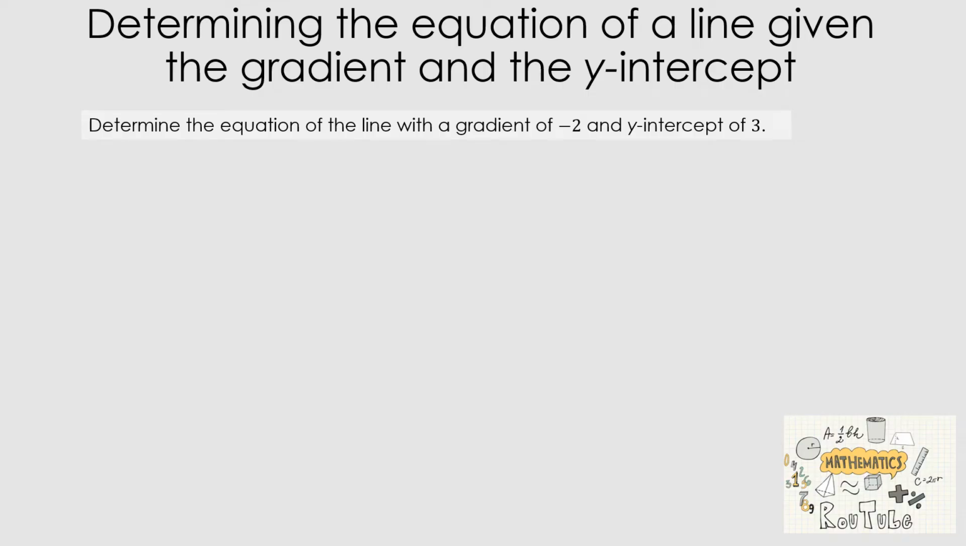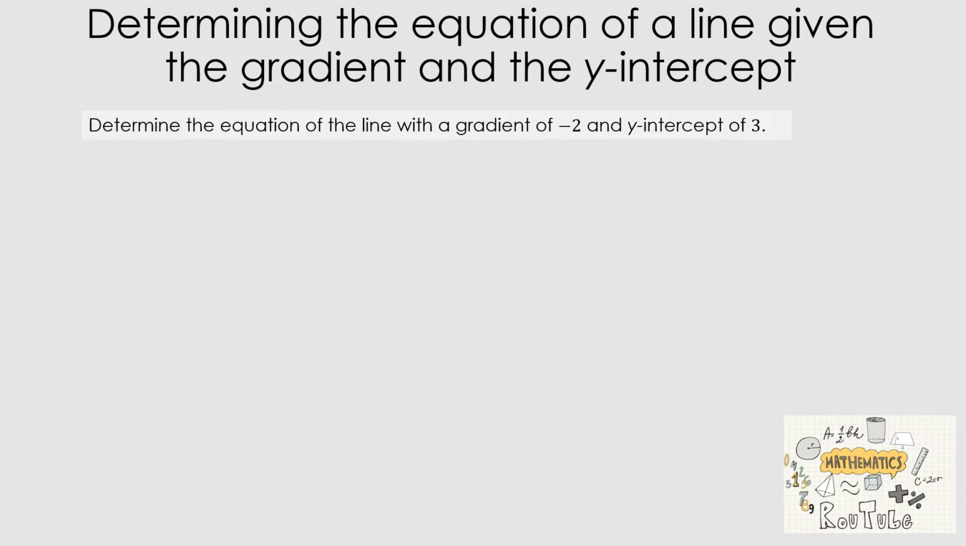Okay, so let's begin by determining the equation of a line when given the gradient and the y-intercept. Now, if you're all okay with the gradient and the y-intercept, this shouldn't be too difficult for you. But some of the next parts of the video might be a little bit more challenging. But this part here should be fairly straightforward if you've been introduced to the gradient and the y-intercept before. So determine the equation of the line with a gradient of -2 and a y-intercept of 3 or +3.